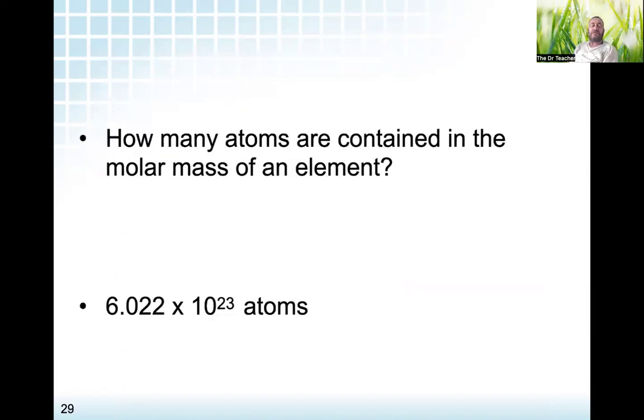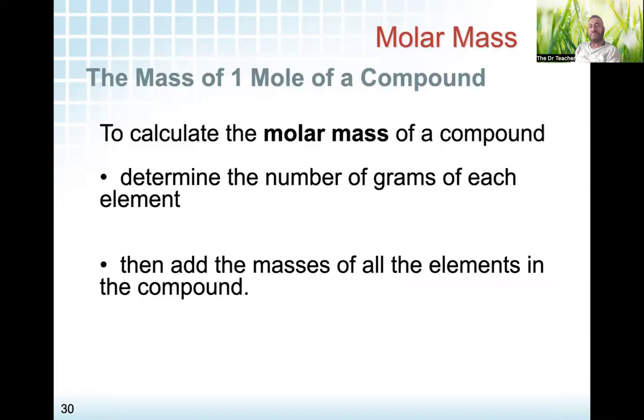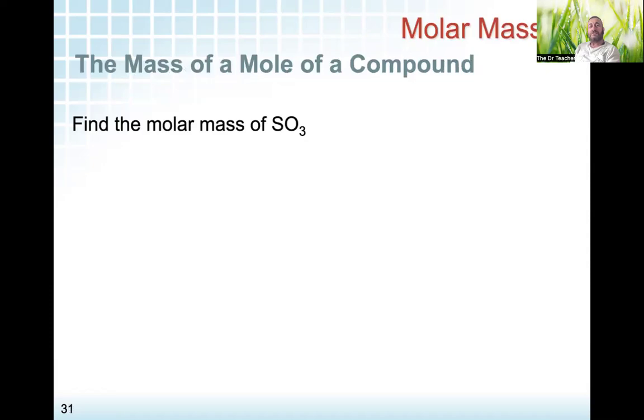How many atoms are contained in a molar mass of an element? How many atoms in 1 mole or molar mass? So it is Avogadro number. To calculate the molar mass of a compound, determine the number of grams of each element, then add the masses of all elements in the compound. So find the molar mass of SO3.